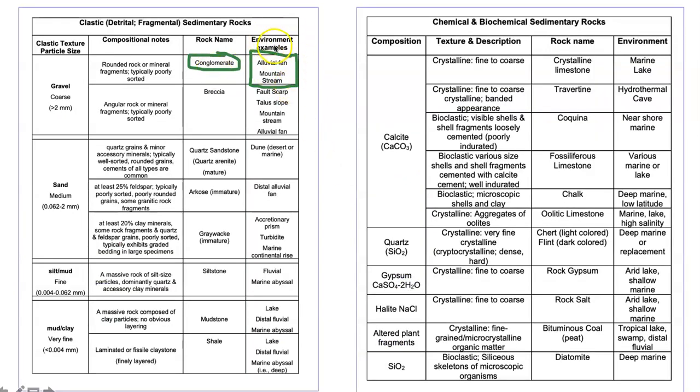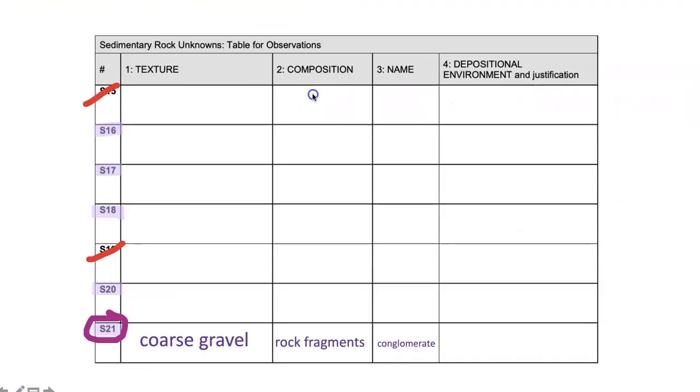And it has two suggestions, an alluvial fan or a mountain stream. And I think either one would be fair enough. I'm going to choose mountain stream, and my justification is because the rocks are rounded. And in an alluvial fan, they might not be very rounded. And the overall rock is poorly sorted. There's a lot of different sizes.